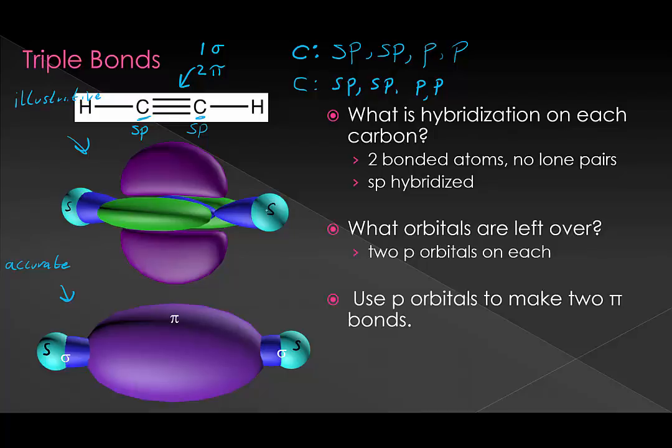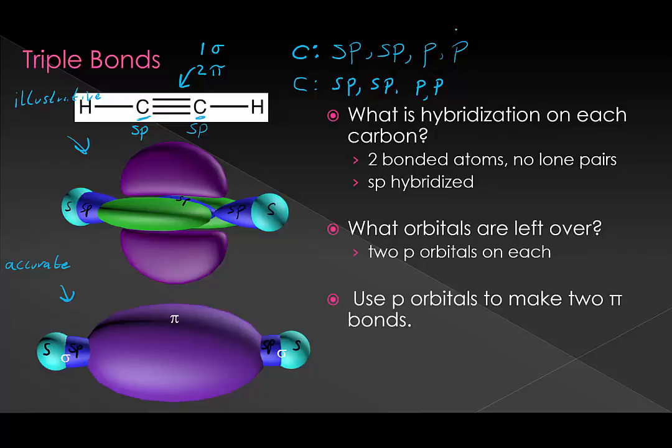Our sigma bonds are going to be formed with our carbons' hybrid orbitals. So we're always forming our sigma bonds with our hybrid orbitals. And I can't really draw it, but the center sigma bond would also be sp. I can draw it in the one for illustrative purposes, just not the more accurate version.